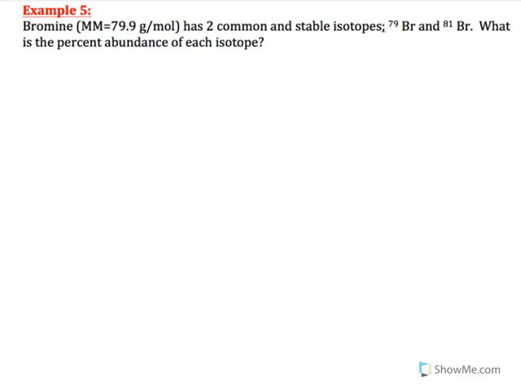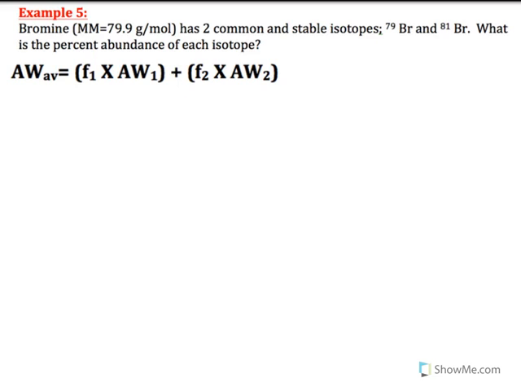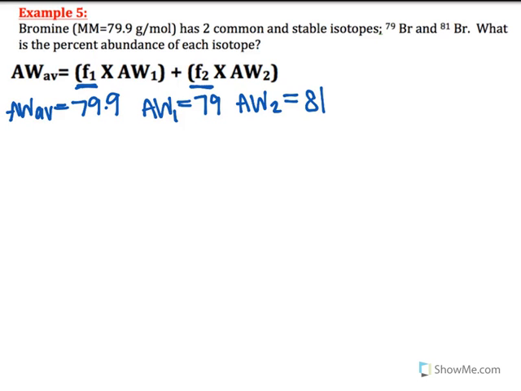Jumping into the last installment, example 5: bromine with a molar mass of 79.9 grams per mole has two common and stable isotopes, 79Br and 81Br. Using our formulas, we can again plug and chug to find out the abundance of both of the isotopes. So again, we're going to go back to the formula from Module 5, and we are just going to plug and chug to find out the abundances for both of the isotopes. So I'm going to write down what's given, and we can just simply plug these into the equation up there.